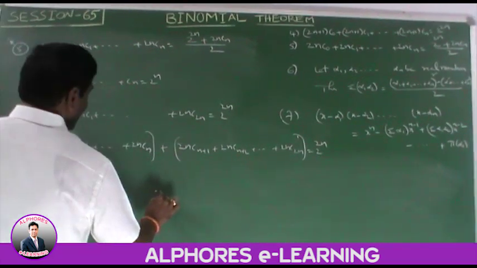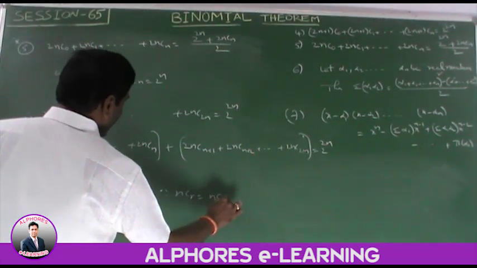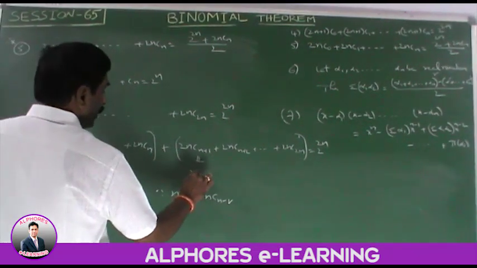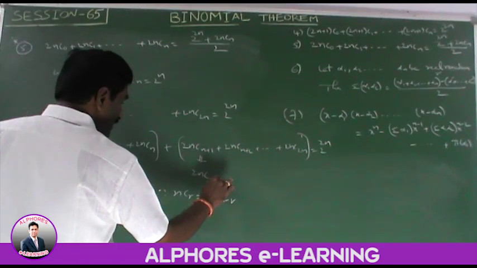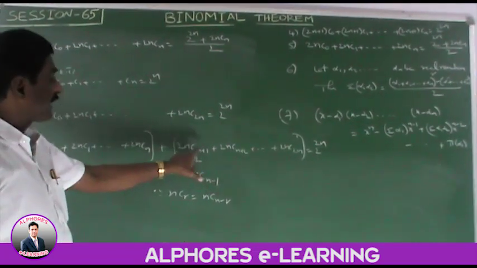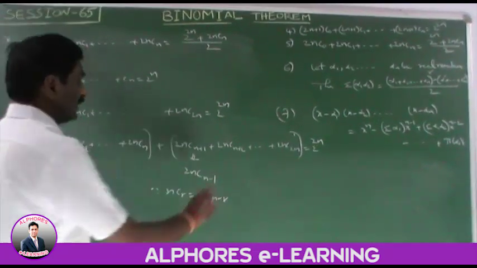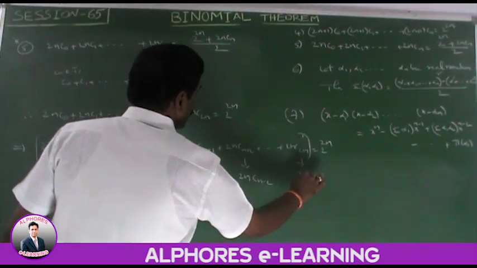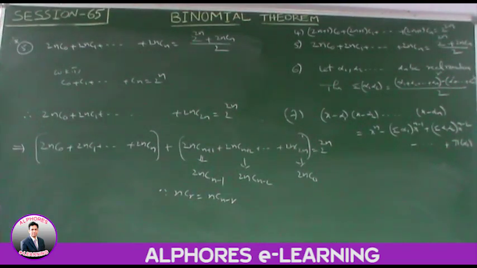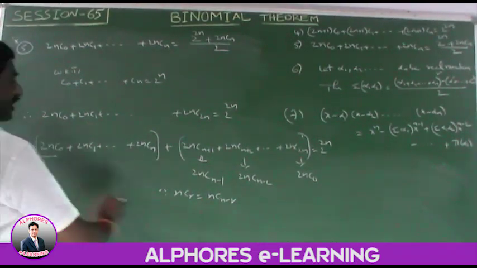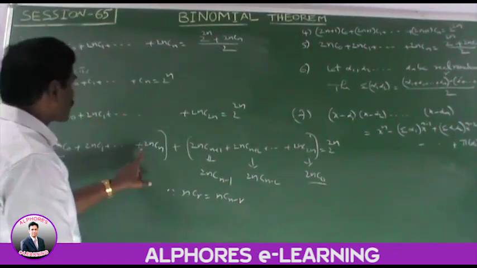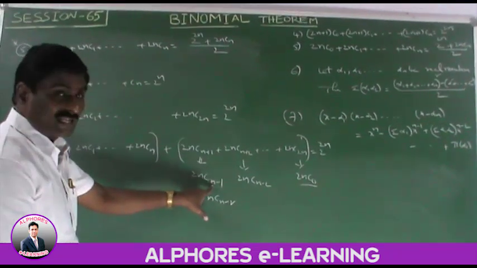Again, since nCr is equal to nC(n minus r), by using that property, this value can be reduced into 2n C n minus 1. Please observe this value: 2n minus of n plus 1 is 2n C n minus 1. Here 2n C n minus 2. What is the last value? 2n C0. It is the 2n C0. Next term is 2n C1. Here the last term is 2n Cn, but here 2n C n minus 1.